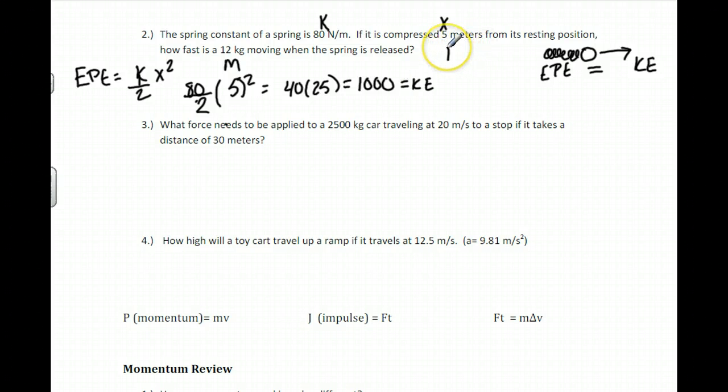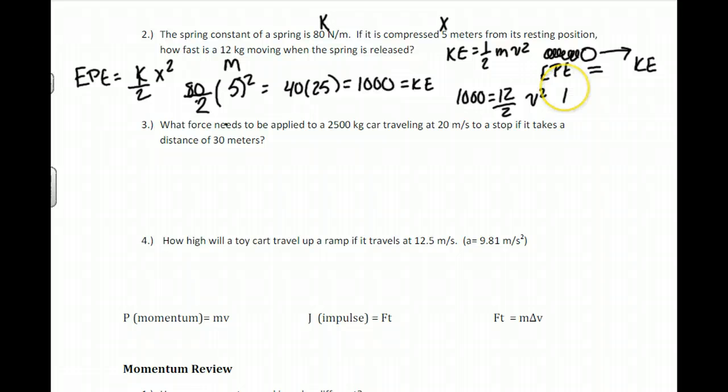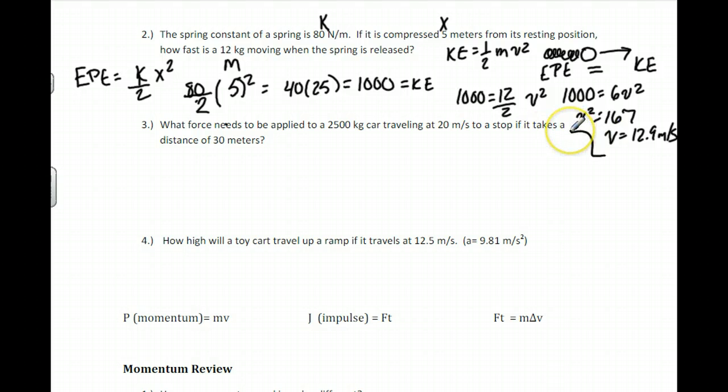Now, you know the formula for kinetic energy. That's KE equals 1/2 mass times velocity squared. So using that, we're going to solve for velocity. So we have 1,000 equals mass 12 divided by 2, and that's going to be multiplied by v squared. So we're going to have 1,000 equals 6v squared, and that means v squared is going to equal 167, and when you actually find the square root of that, my velocity equals 12.9 meters per second. So that is that one.